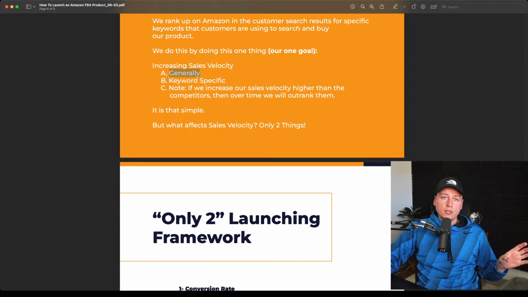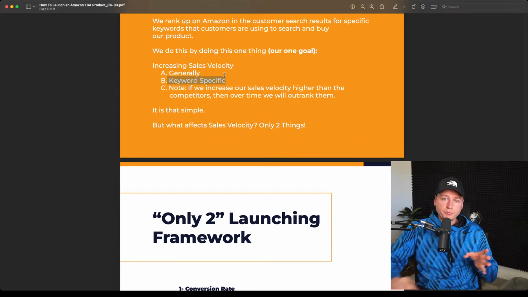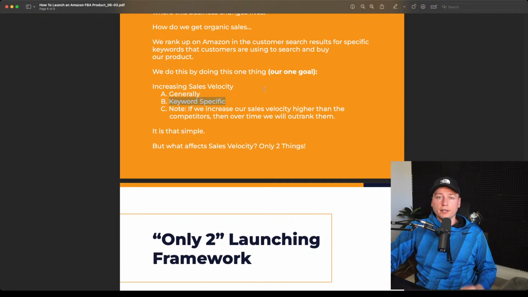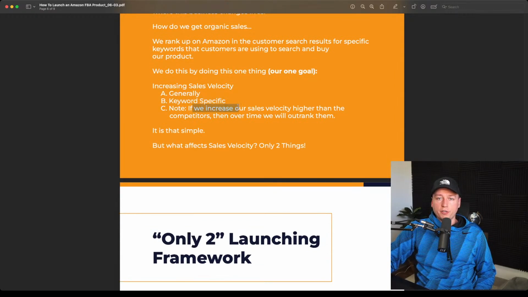It's not keyword specific. Keyword specific is, say you're running a PPC campaign for a lemon squeezer and you bid on lemon squeezer and you get a sale there. That's keyword specific. Now that's important to know because keyword specific is way more powerful for our one goal here, or for our goal of launching and getting to organic ranking. A little note here: if we increase our sales velocity higher than the competitors, then over time we will outrank them. So if we have lemon squeezers, for example, and we outpace them with sales velocity, which is just getting sales, that's all sales velocity is, sales over a certain time period, whether that's sales per day or sales per week, if we outpace them for that keyword, we outrank them. That's important to know.